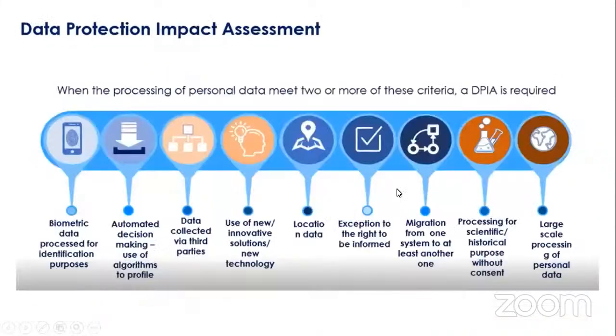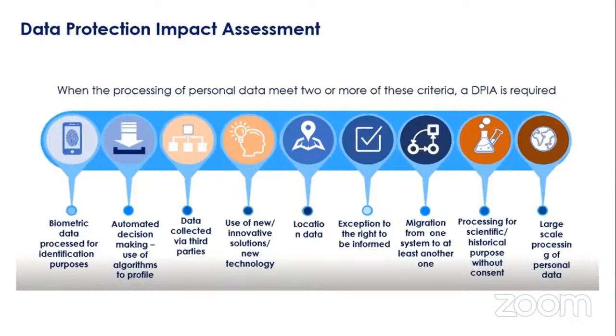Then on data protection impact assessment. So when processing of personal data meets two or more of the criteria, we can look into this. We have what we call biometric data processed for identification purposes. And then also automated decision making, such as the use of algorithm profiling. So this one can be classified as requiring a data protection impact assessment.